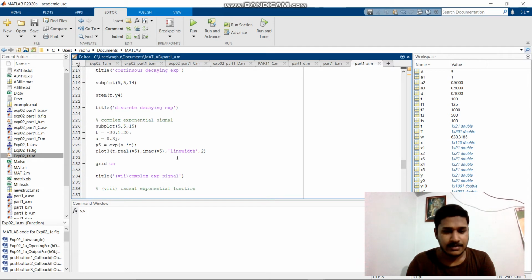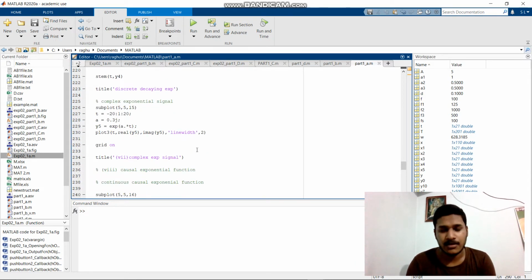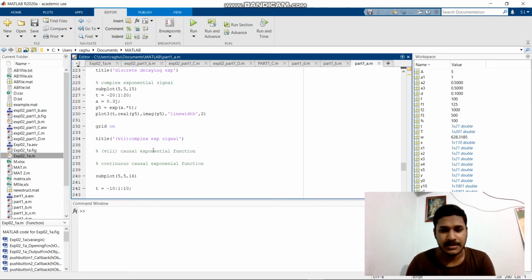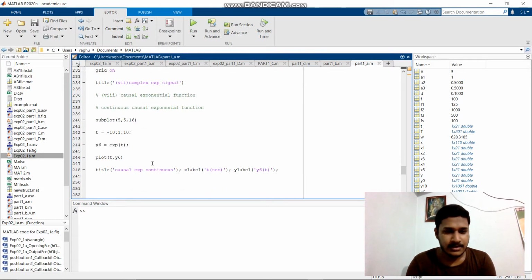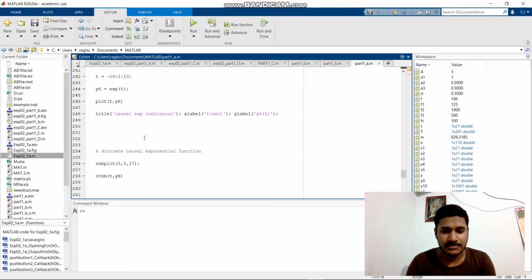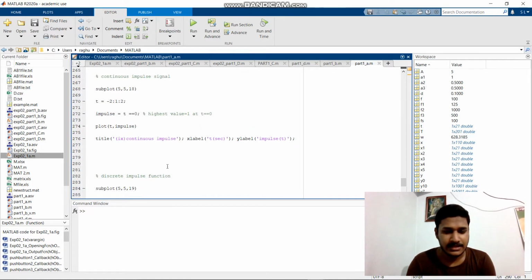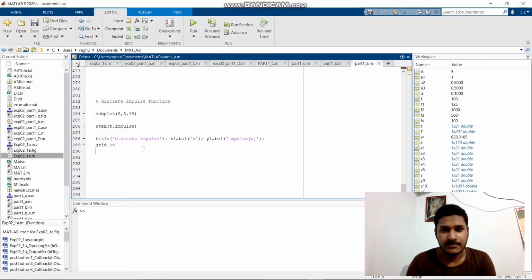Now we come to the next part, the complex exponential signal. It is in the form of e to the power of j omega t, where omega is 0.3. I use the command exp and obtain a helix graph. Then the causal exponential continuous function, which means its values depend on present and past values of input, not on future values of input. And finally, the impulse function, where the area under the graph is 1. It has a value of 1 when x is equal to 0.